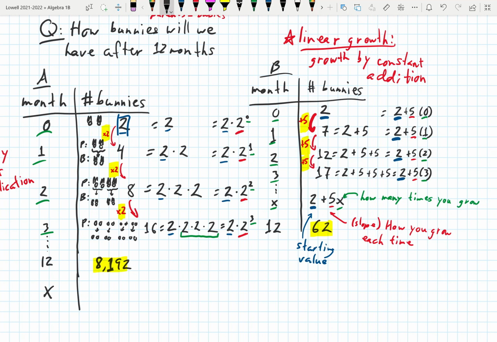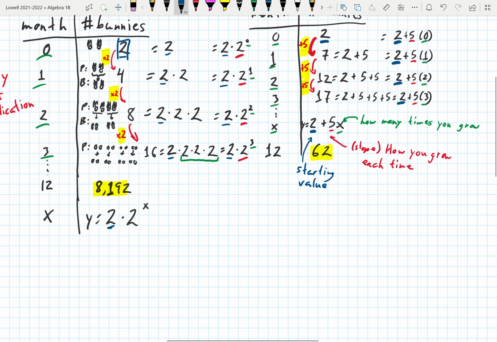And so for us, our equation is going to be this. In this situation, y equals, I should have put y equals here, sorry. Y equals 2, again our starting value, times 2 to the x. And that's always going to be your exponential equation. We'll generalize this in a later video, but this is really just a preview for this. So again, this first 2 right here is our starting value.